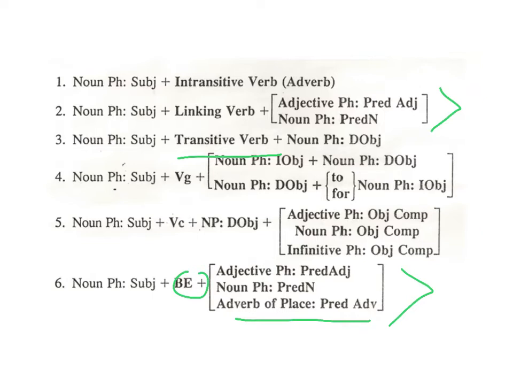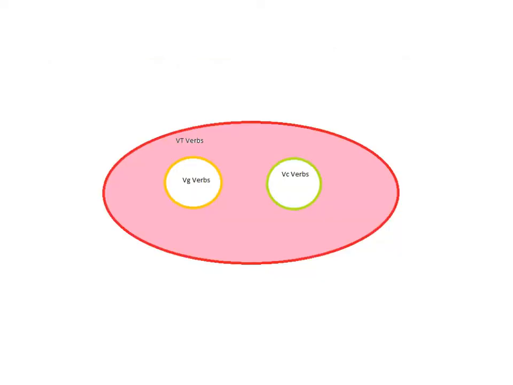Now, two-place transitive verbs, VG and VC verbs, are verbs that take two objects or complements. To use another math analogy, think of VT verbs as a large set of verbs, and VC and VG are two separate subsets of that set. Here's a visualization of what I mean by this. The larger set of all transitive verbs, VT verbs, and then smaller subsets of VG and VC.